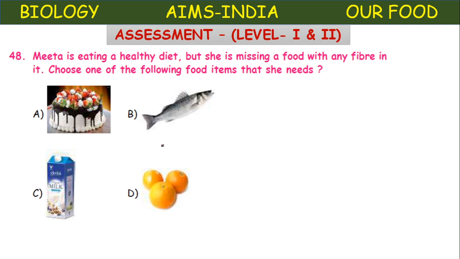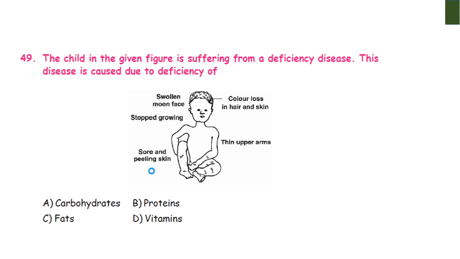Mita is eating a healthy diet, but she is missing a food with fiber in it. Choose one of the following food items that she needs. Cake, fish, milk, cucumber, or orange. It is the orange, which is rich in dietary fibers. So she needs option D.